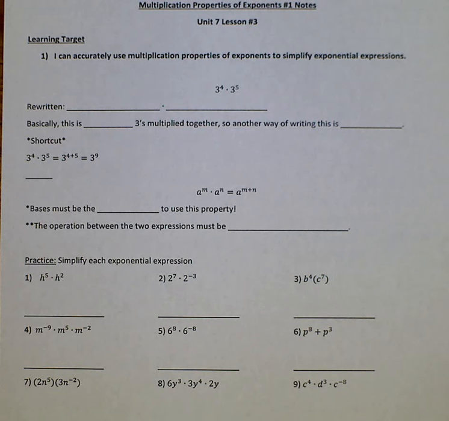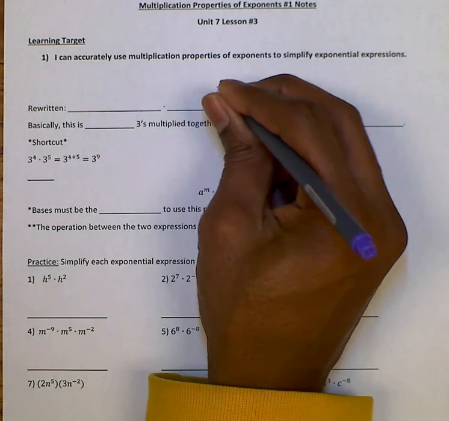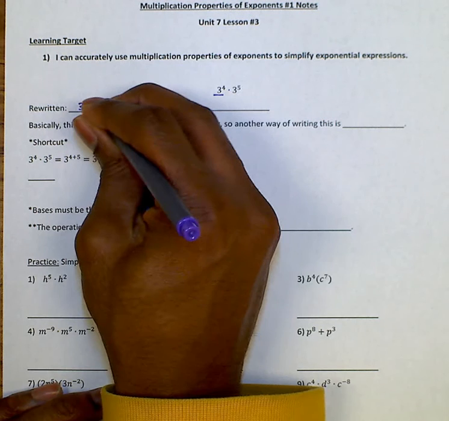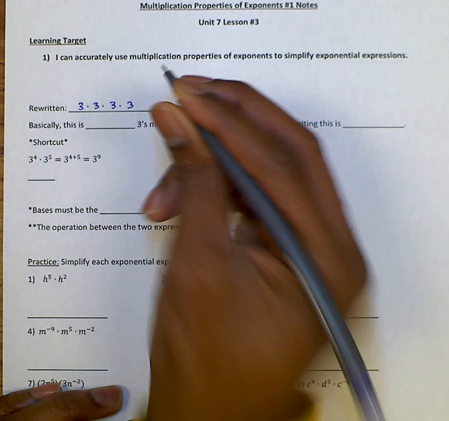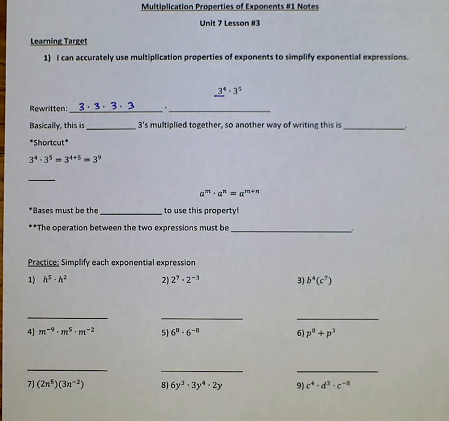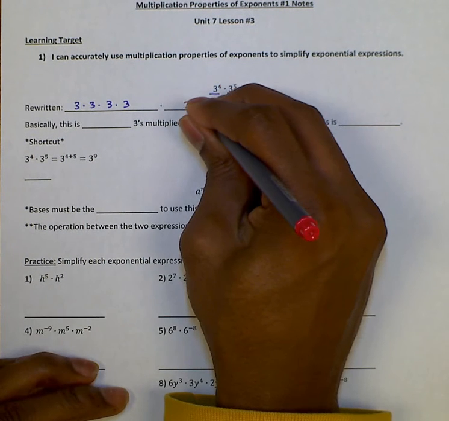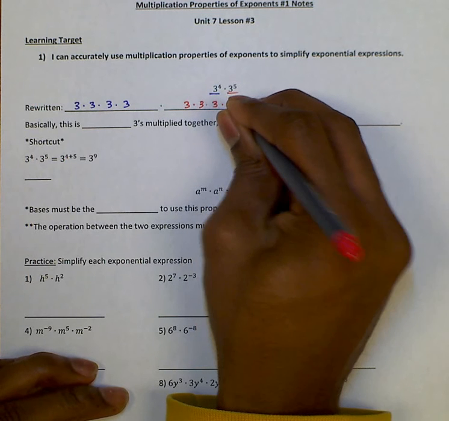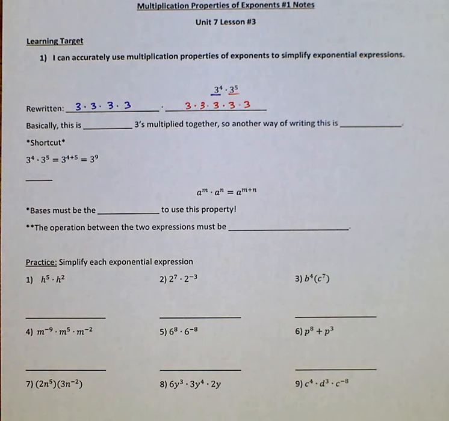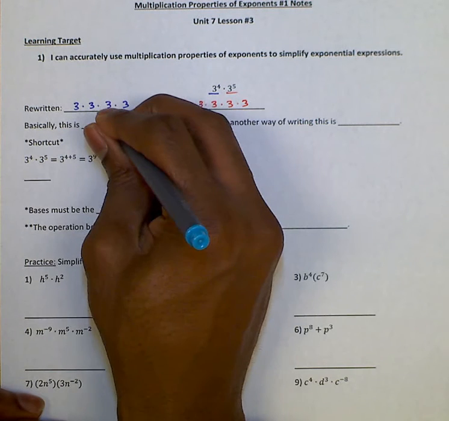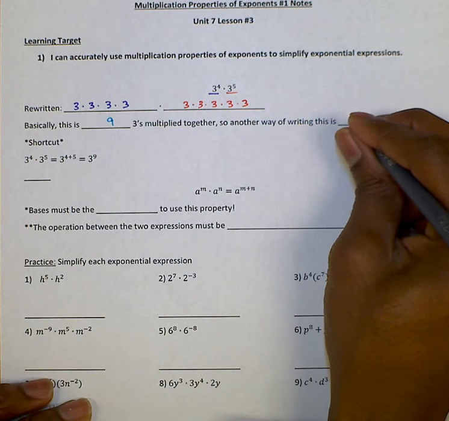We have 3 to the 4th power times 3 to the 5th power. Rewritten, we can have 3 to the 4th power, that's 3 times 3 times 3 times 3, 4 times, and then 3 to the 5th power, which is 3 times 3 times 3 times 3 times 3. So basically this is 9 3's multiplied together, so another way of writing this is 3 to the 9th power.